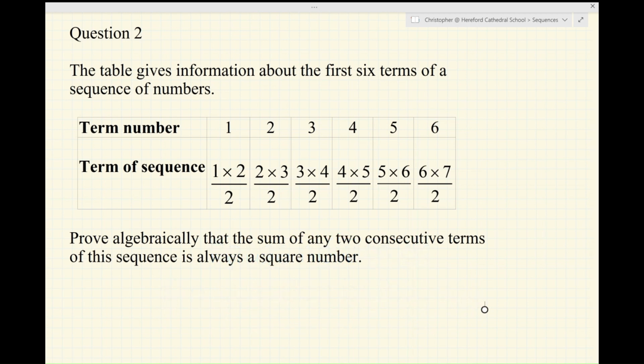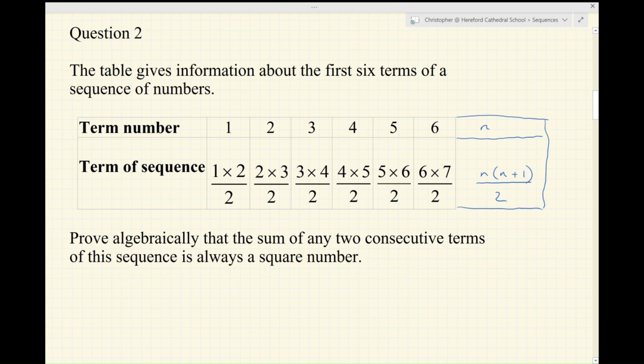Right, we need to write an expression for the nth term of this sequence. Now the nth term is going to be n lots of n plus 1, because, for example, the sixth term is 6 times 7, and that's going to then be divided by 2. So there's an expression for the nth term of the sequence.